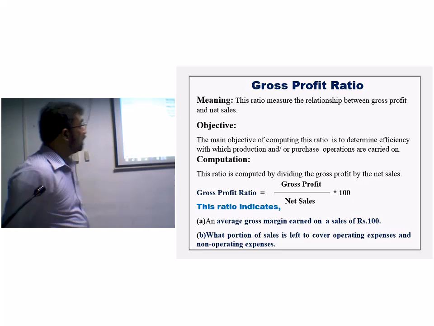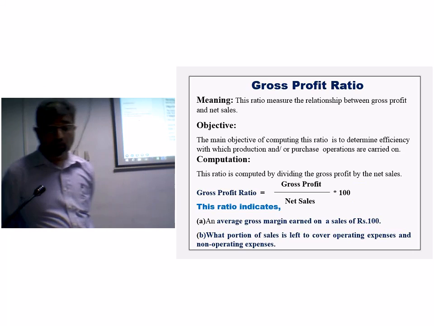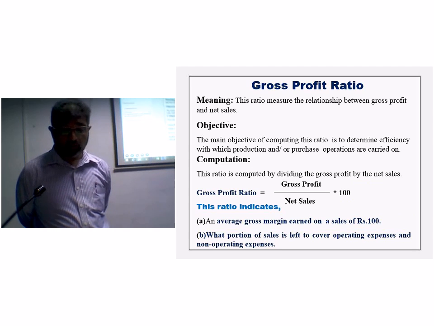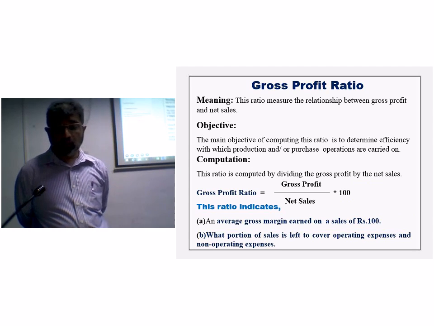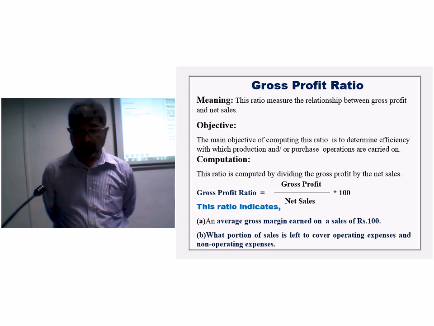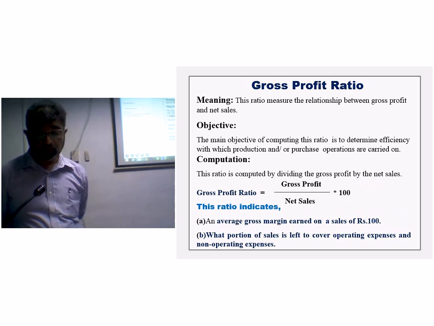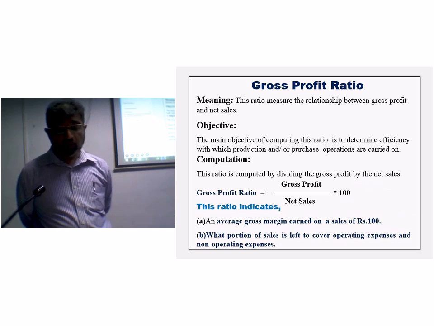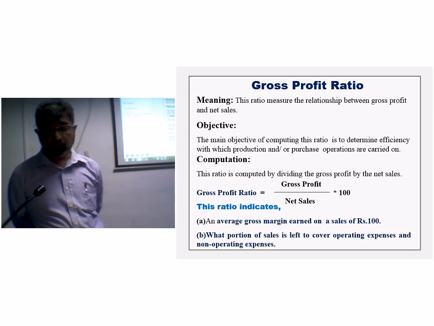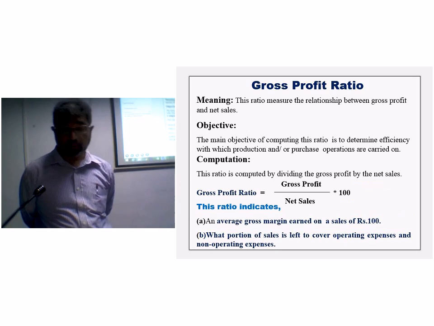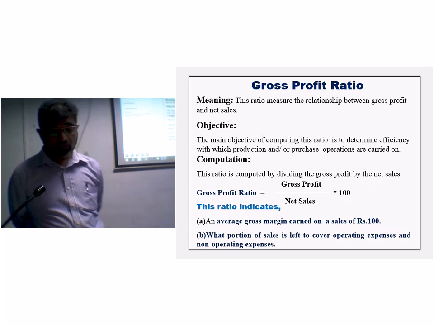Then if we move to the sales based profitability ratio, the first one is the gross profit ratio. It is very simple, and you are all aware of this ratio. The key objective of this ratio is to determine the efficiency with which production or purchase operations are carried on. You take gross profit over net sales, multiplied by 100. That is the formula for calculating gross profit margin.